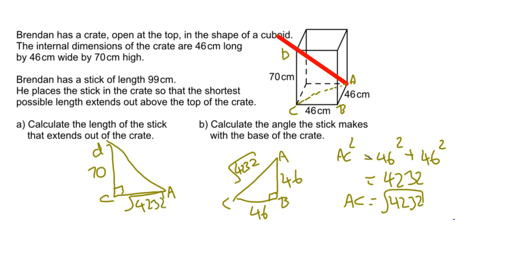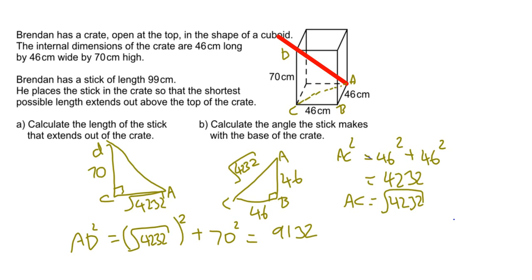What's the length of that from A to D? Well, I can again use Pythagoras. I can say that AD squared is going to be the square root of 4232 squared. You see why I left it as a root? Plus 70 squared. So if I put it in my calculator, I can do 4232 plus 70 squared, and that is equal to 9132.